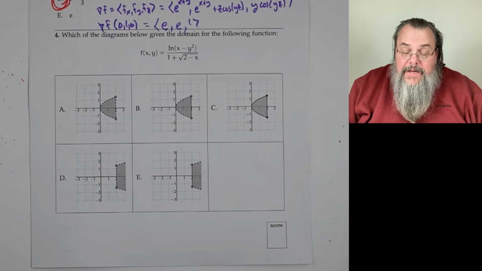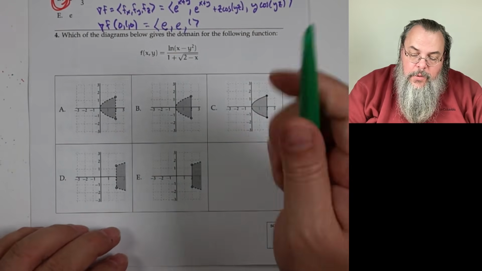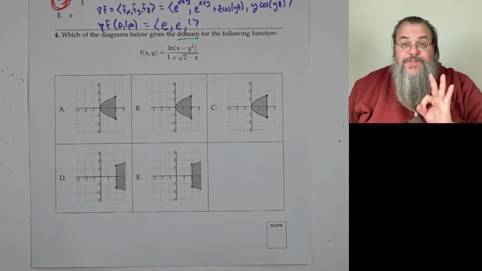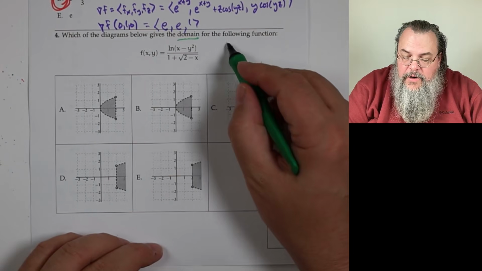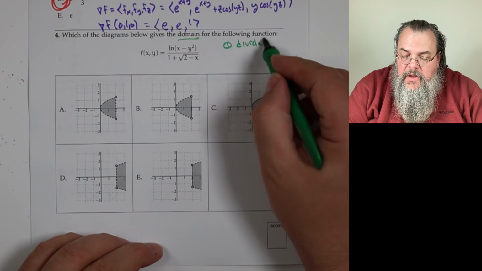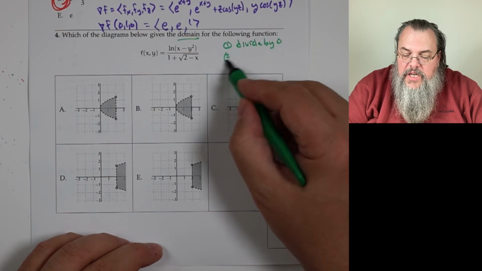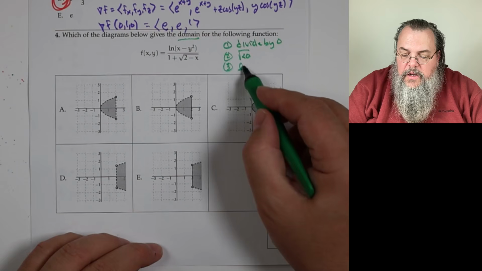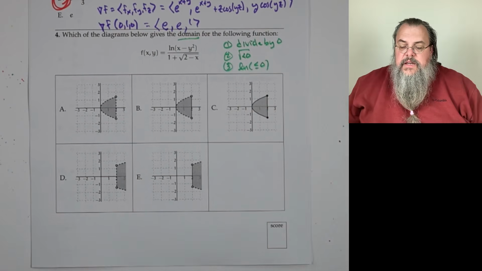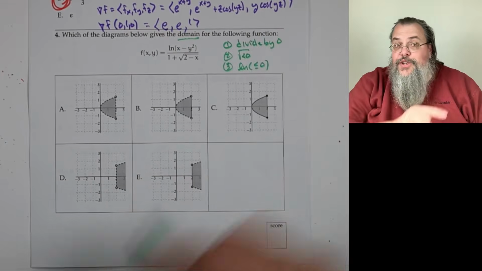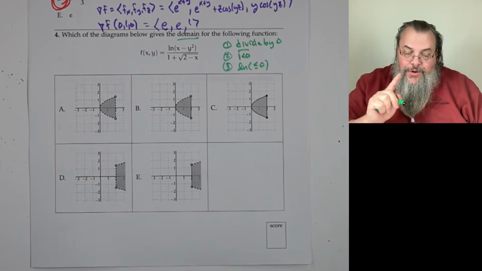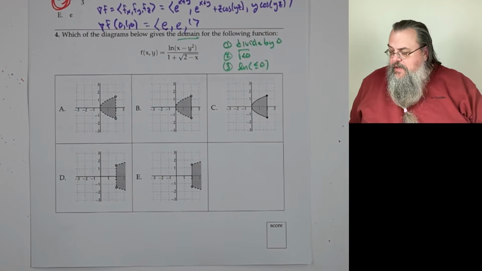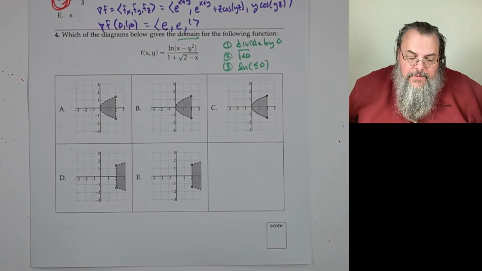Okay. Now, when we're talking domain, we look for the problems. So there are 3 issues to be aware of. You should check for divide by 0. Don't want to do that. You should check for a square root of a negative, and you should check for a log of something less than or equal to 0. Essentially, these are your no-goes. You don't want that. So make sure you're not doing any of those things. But as long as you're not doing any of those things, life is good.